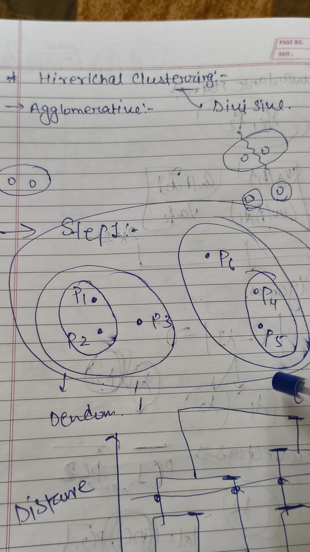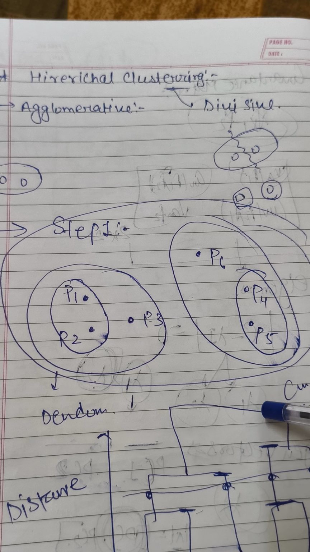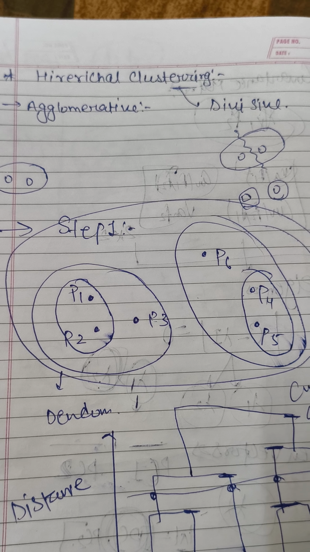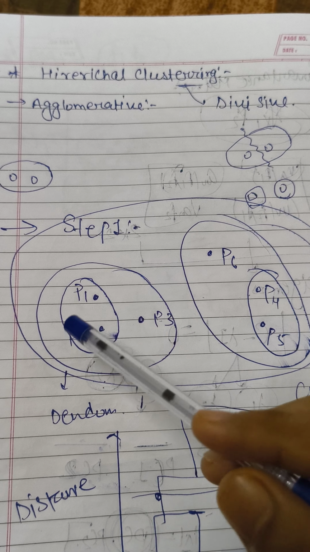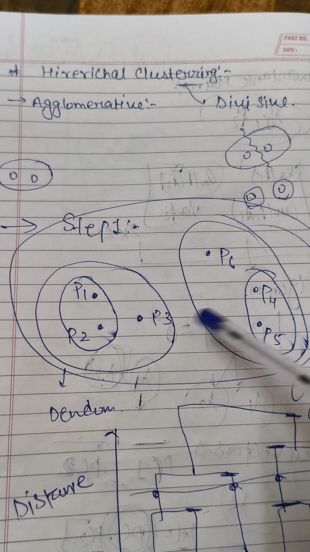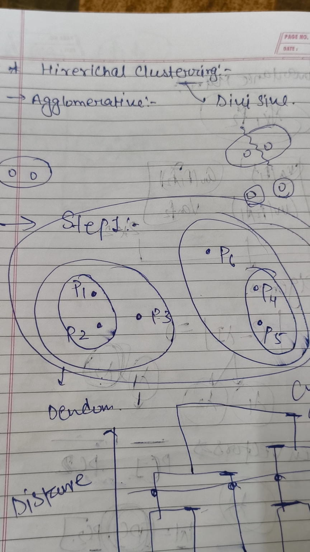There are two types of hierarchical clustering. The first one is the agglomerative and the second one is the divisive. What happens in agglomerative? It is a bottom to top approach. Suppose I take an example: I have many data points in the data set, P1, P2 till P6.